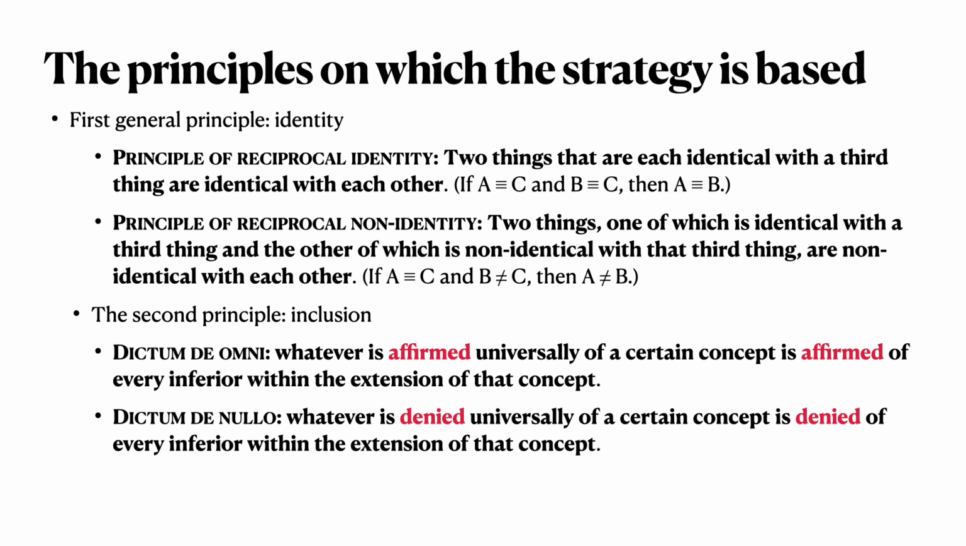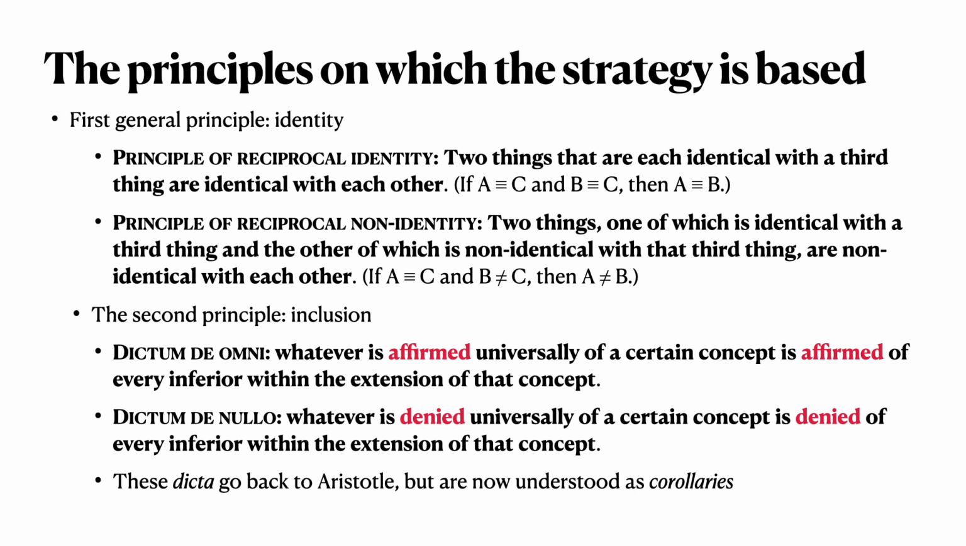But you can tell from the Latin name that these are old and famous concepts in logic. They, in fact, go all the way back to Aristotle. They're now sort of understood as corollaries. In other words, if you didn't have these second principles at all, if no one had ever drawn any attention to them, syllogisms would still work. And it's perfectly possible to explain the syllogism just on the basis of the principle of reciprocal identity and the principle of reciprocal non-identity.